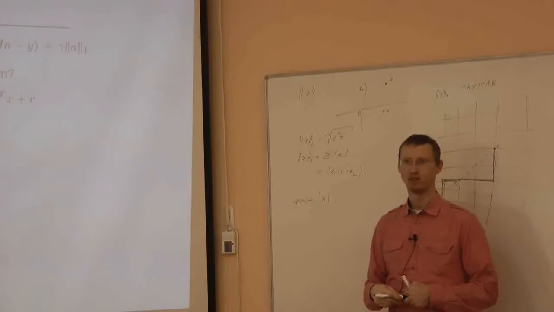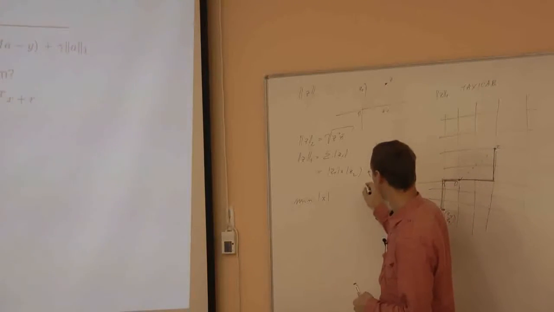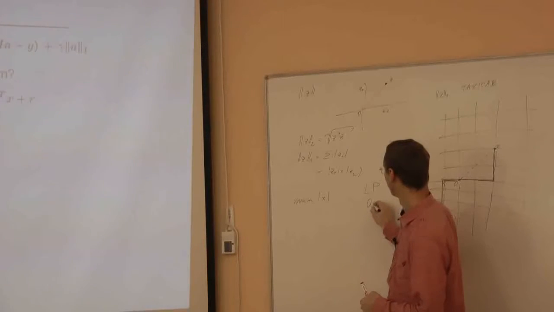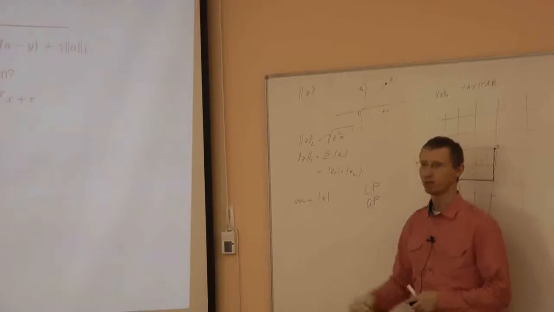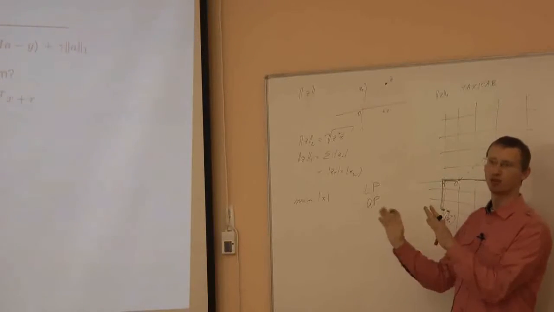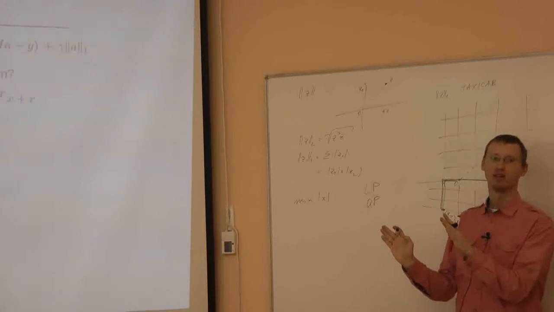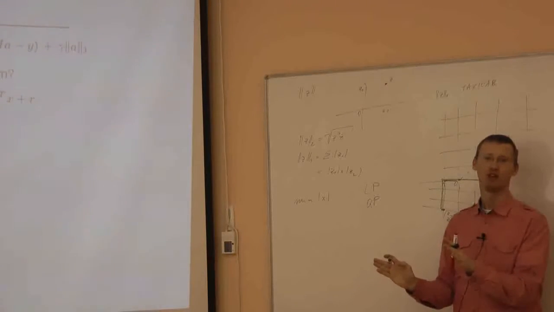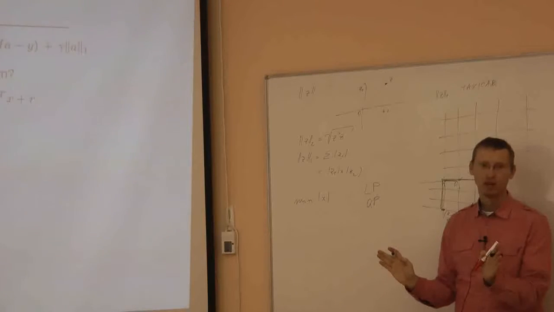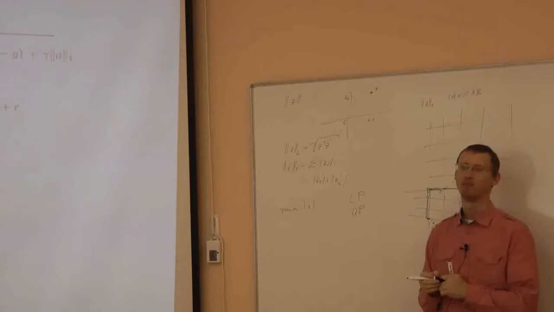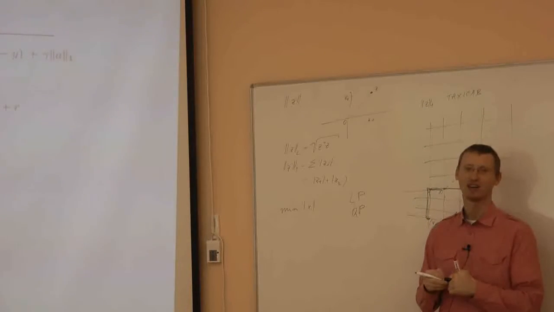What kind of problem is this? We have so far covered linear programming and quadratic programming. Is it a quadratic programming problem? We don't have any constraints. Do we have a quadratic cost function? No. Is it a linear programming problem? Do we have a linear cost function?